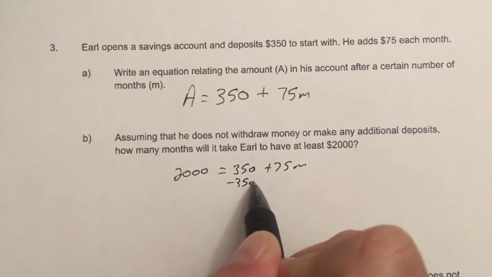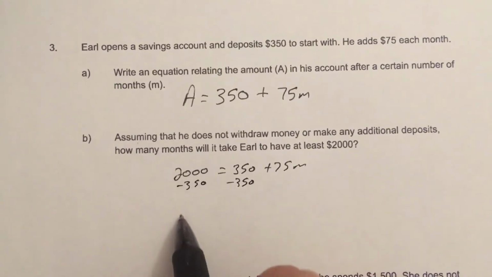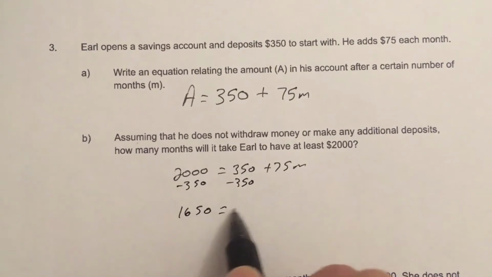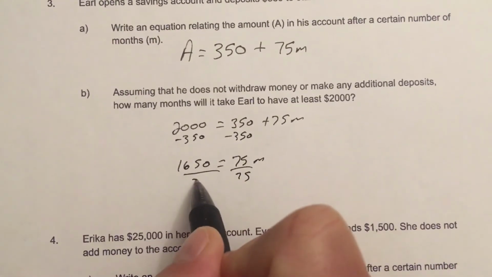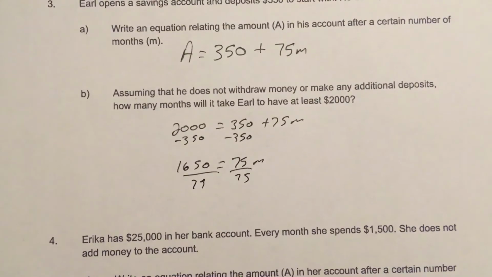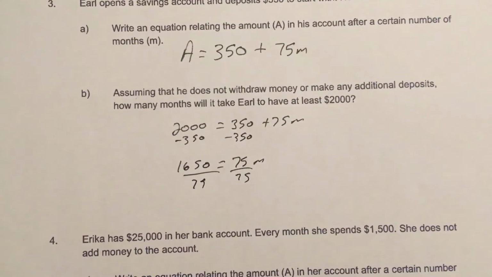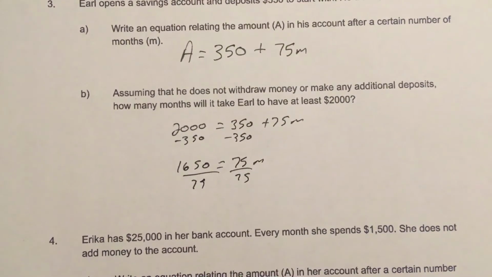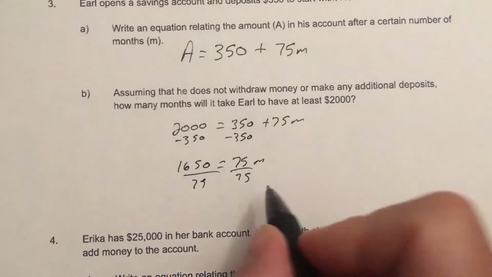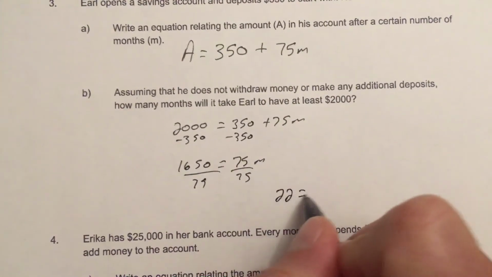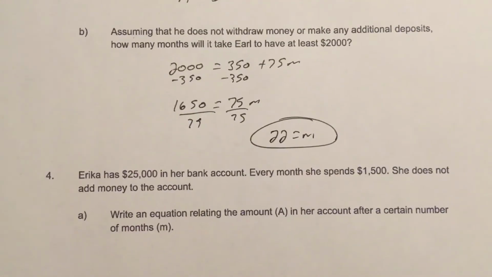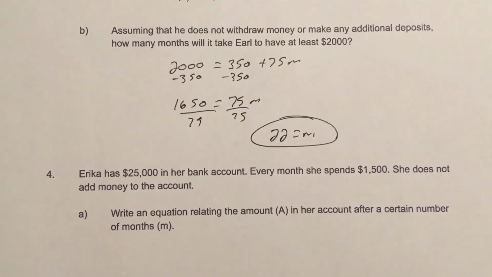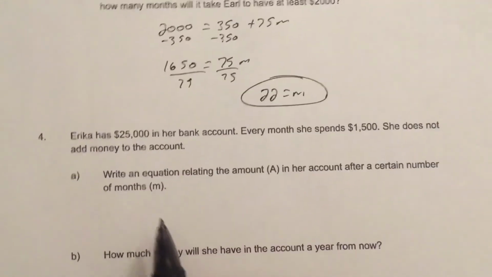Subtract 350. And we're going to get 1650 equal to 75m, and then we're going to divide by 75. So I'm going to take a calculator. I'm going to go 1650 divided by 75, and I get 22 months. And so in about 2 years, he'll have about $2,000. Right. Then we've got Erica.